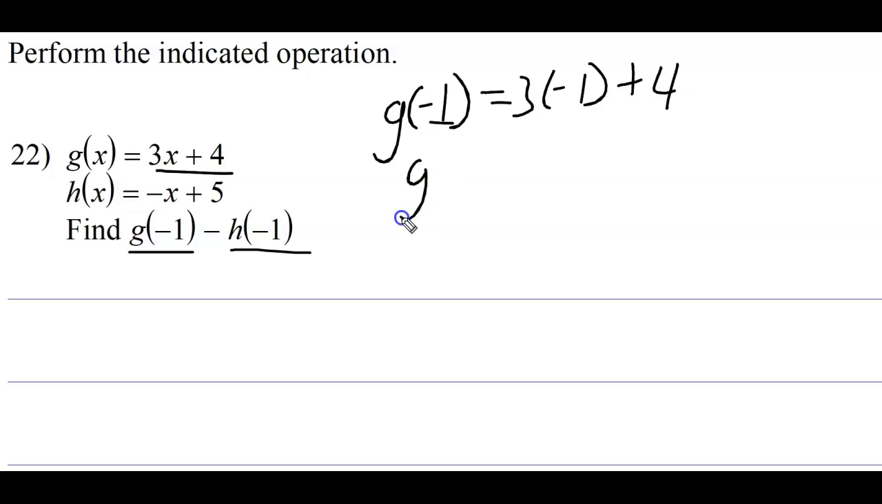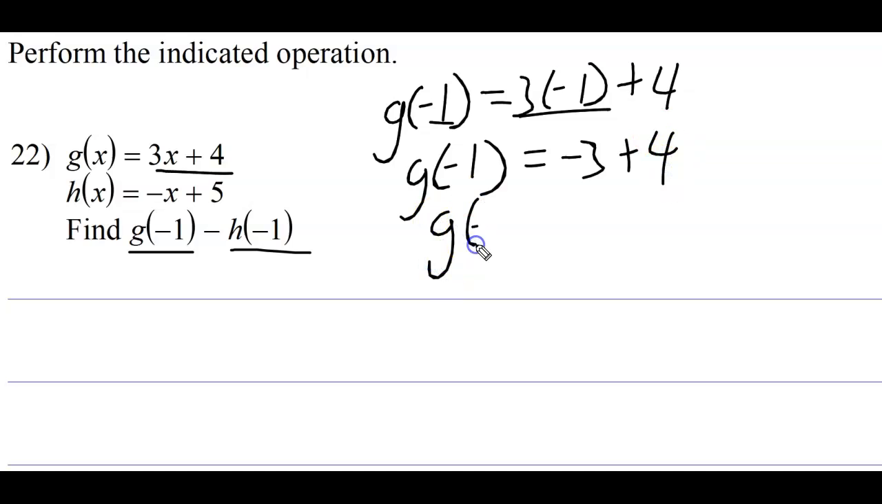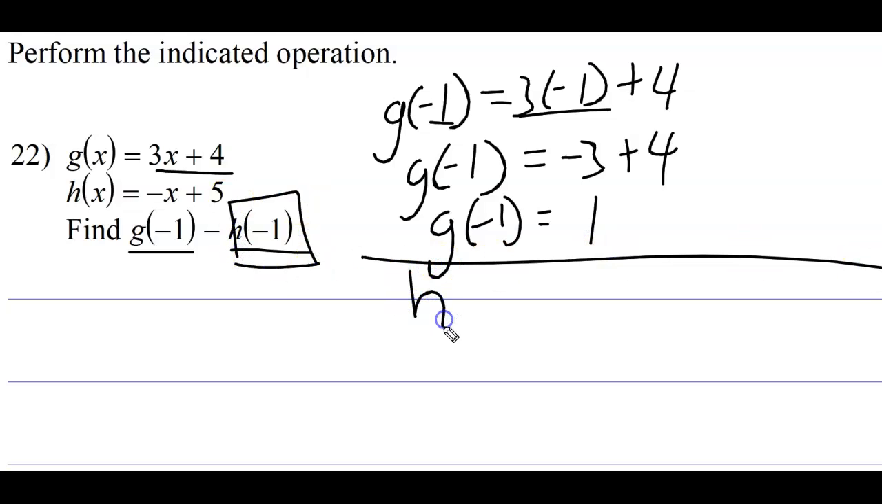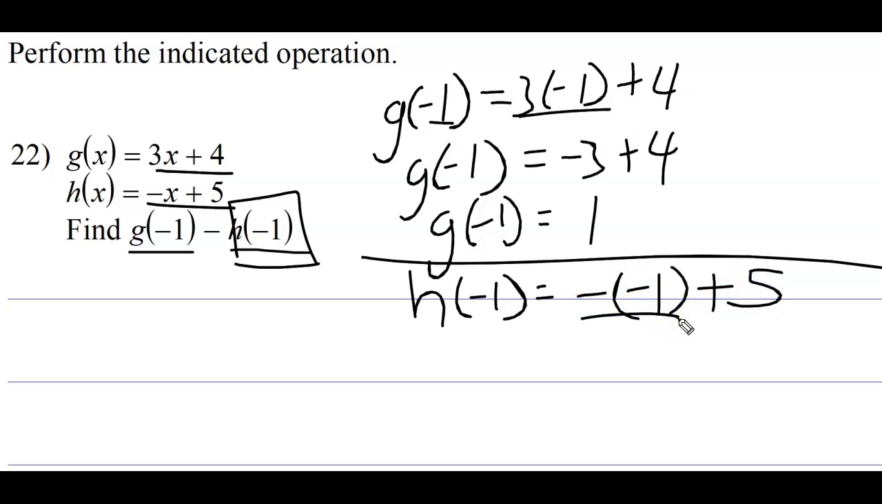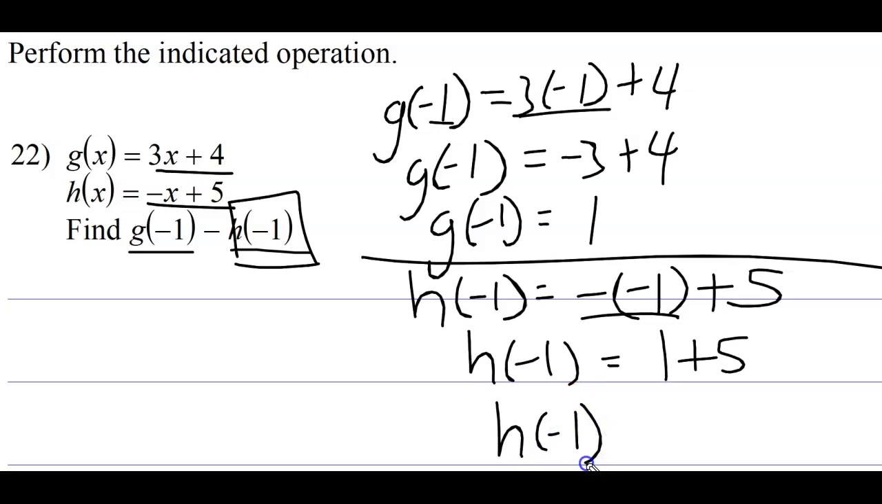Now, if we simplify that, we're going to have -3. And then adding the 4 to it, we end up with 1. We're going to do the same thing here for the h. Let's do that. We're going to plug in -1 to the h function. So the double negatives become positive. Which means that h of -1 equals 6.